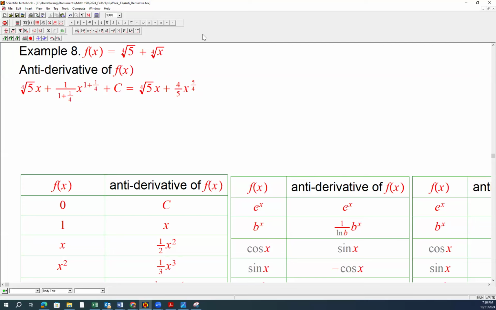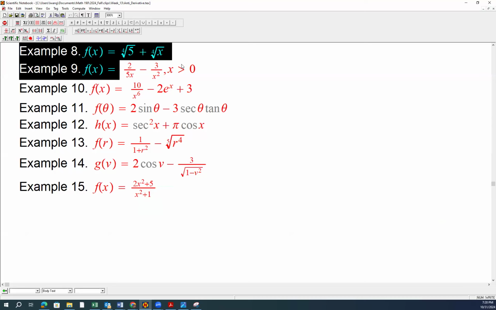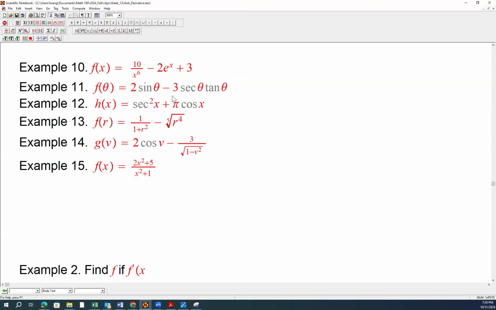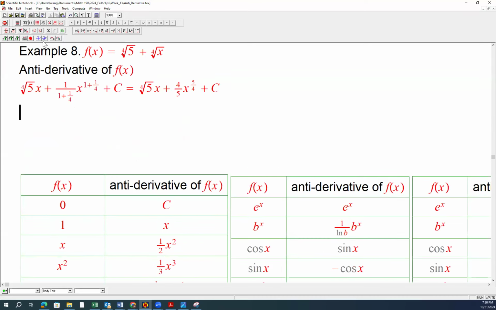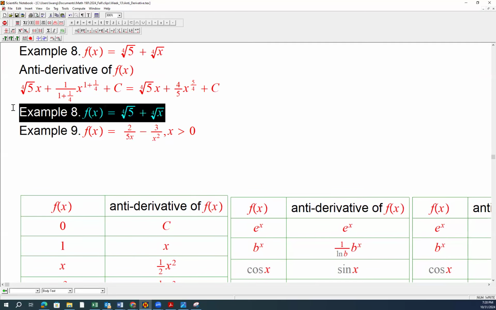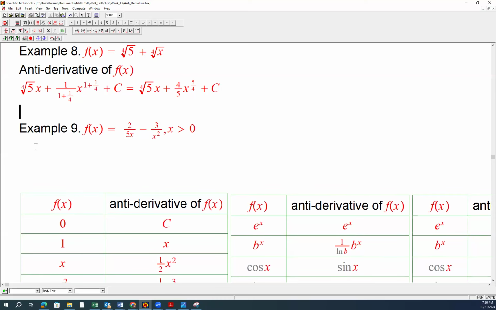All right, plus constant. Done, finished. Okay, so number 5 is done. Let's look at number 9. Number 8 was done. Number 9.